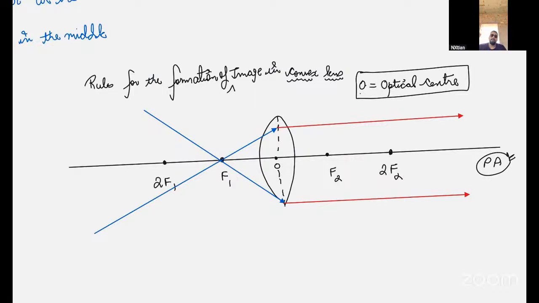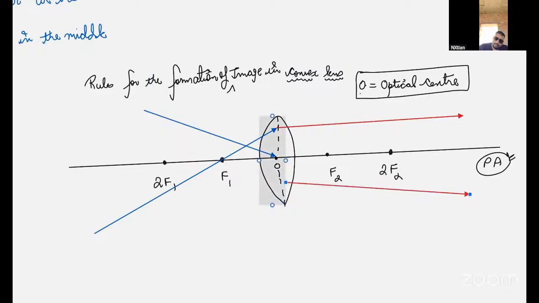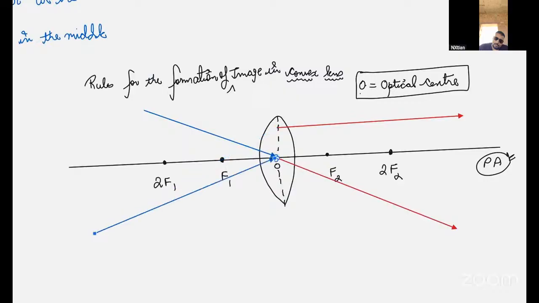Now the third rule. The third rule is if a line is going through the optical center, then it will go straight, like this.